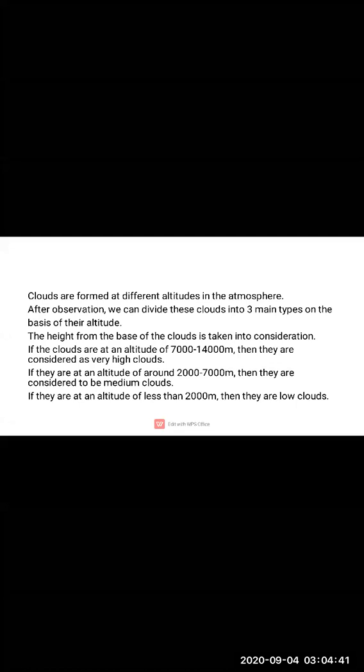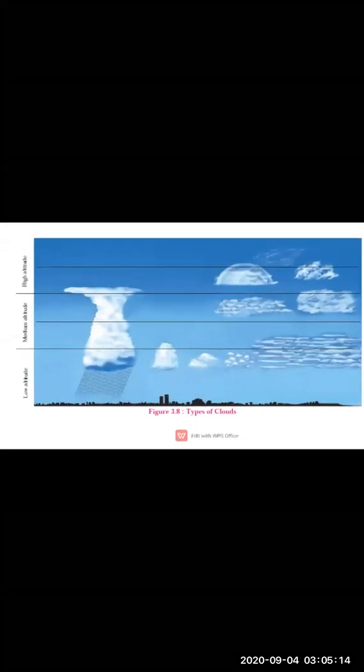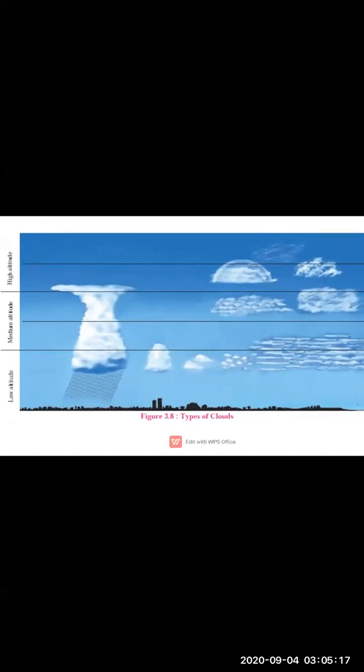And the clouds which are at an altitude around 2000 to 7000 meters are considered medium clouds. And the clouds which are at an altitude less than 2000 meters are considered low clouds. Children, these are the three main types: high clouds, medium clouds, and low clouds. You can clearly see this picture in your textbook also. These are the low altitude, medium altitude, and high altitude clouds.